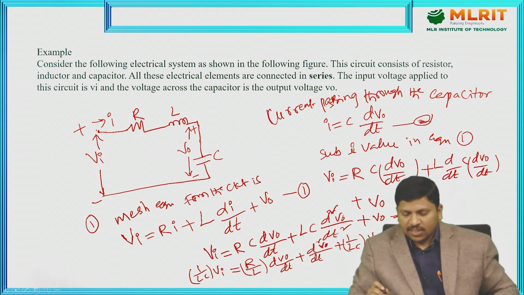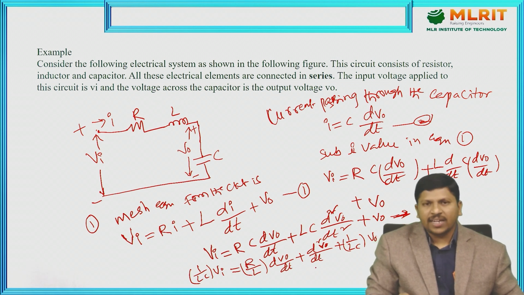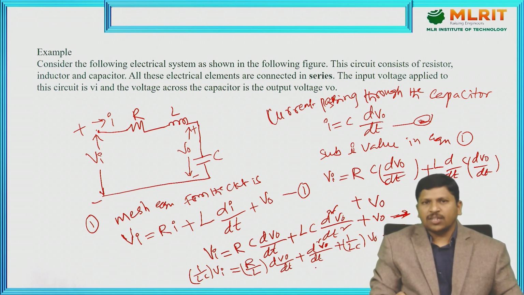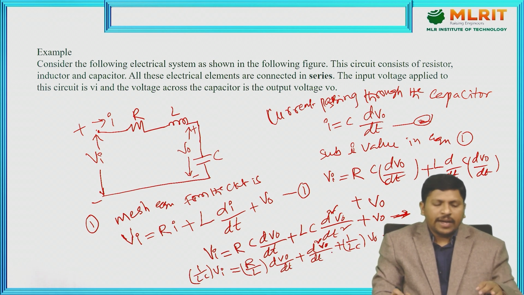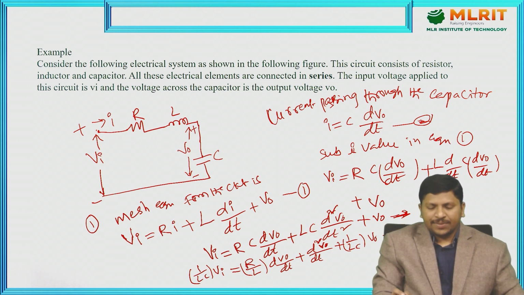I consider this as equation 2, and this is a second order differential equation. This is in the form of a second order differential equation, the highest order here. See, d square V naught by dt square, so that's why the highest order is 2. So this is the second order differential equation from the electrical circuit. This is the differential equation.